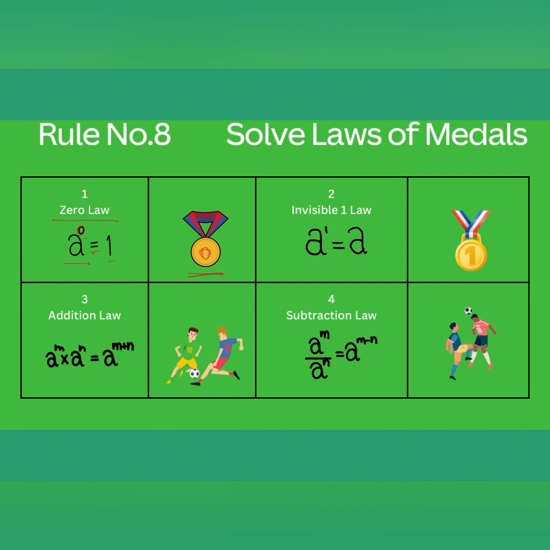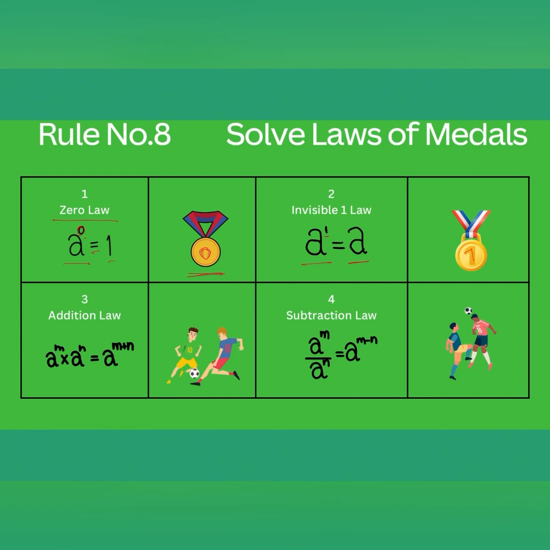Law number 2 is the invisible 1 law. The invisible 1 law says a to the power 1 equals a. So anything to the power 1 will be itself. And we must imagine a medal with the number 1 in the middle.